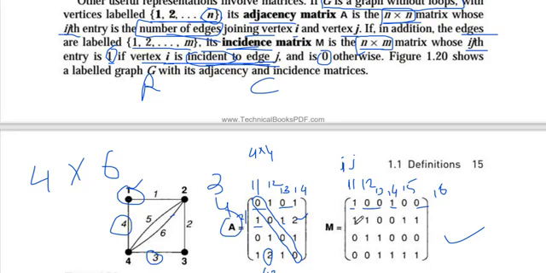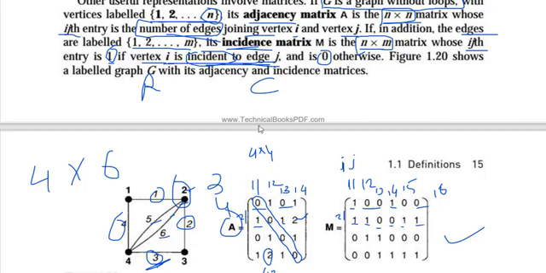Let's take the second row, first column. Now we have vertex 2, the second vertex, and edge 1. This is connected, so 1. Second vertex, second edge: this is also connected, 1. Second vertex and third edge: not connected, 0. Second vertex and fourth edge: also not connected, 0. Second vertex and fifth edge: connected, 1. Second vertex and sixth edge: also connected, so 1.